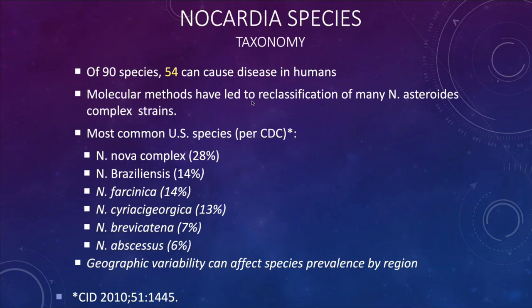Did I pronounce that correctly? As a result, you don't really see Nocardia asteroides listed anymore as a strain. I don't know if this is going to end up in a board type situation, whether you'll be confronted with Nocardia asteroides. Many texts still list Nocardia asteroides, but really these are the most common species in the US per the CDC. And of course, there's a lot of geographic variability that can affect species prevalence. If you look at the strains of Nocardia in Europe or in Asia, for example, they may be different than what we see here in the US.